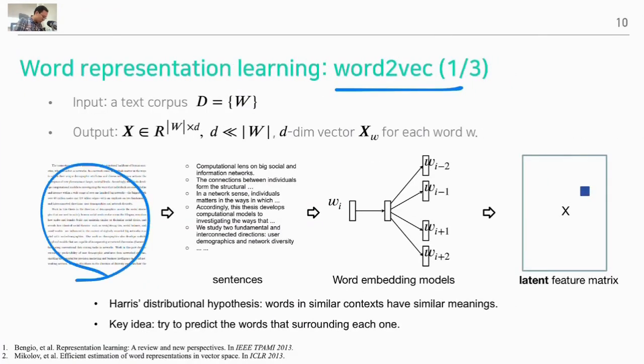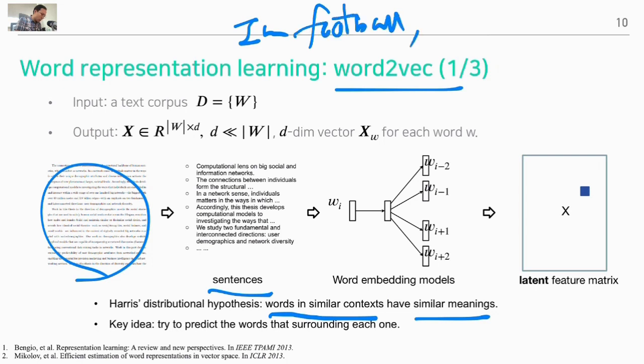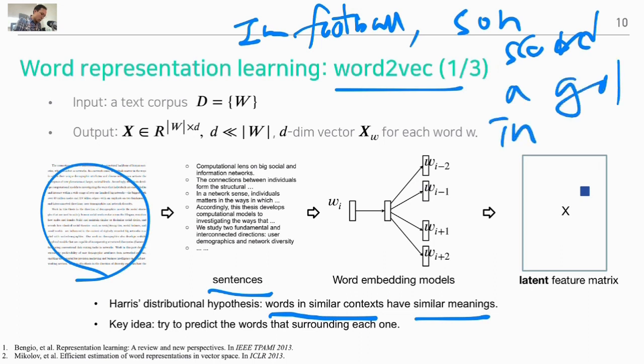Word2vec is quite similar to the previous network. We have text, sentences, but we have an important assumption when reading a sentence, right? The hypothesis is that words in a similar context have similar meanings. For example, in a football game, 손흥민, Son, scored a goal in the recent match.